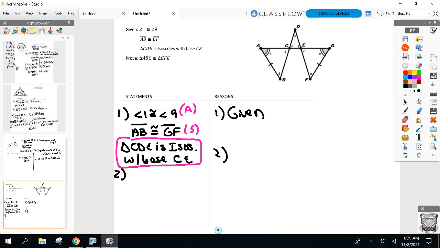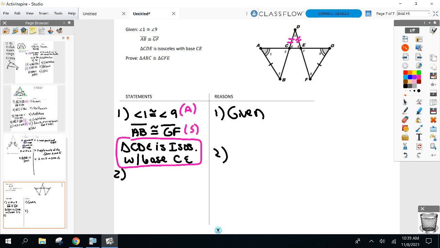The non-congruent side. So if CE is the non-congruent side, that automatically tells me for sure the other two sides, CD and DE, are congruent. You can't assume it's just right and left every time. I have to know what the base is. That's why they gave it to you.